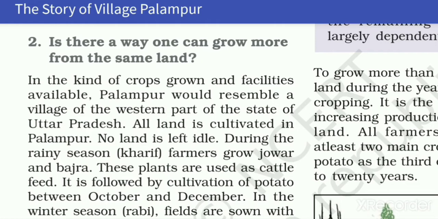And what are Kharif crops? The Kharif crops are cultivated with the monsoon season, or I say on the onset or beginning of monsoon. They are sown in the months of June and July and harvested in October, November, or at the end of monsoon. So what kind of crops are grown in Kharif season in Palampur? It is jowar and bajra, which are used as cattle feed. Cattle feed means those crops which are generally used to feed cows and buffaloes.